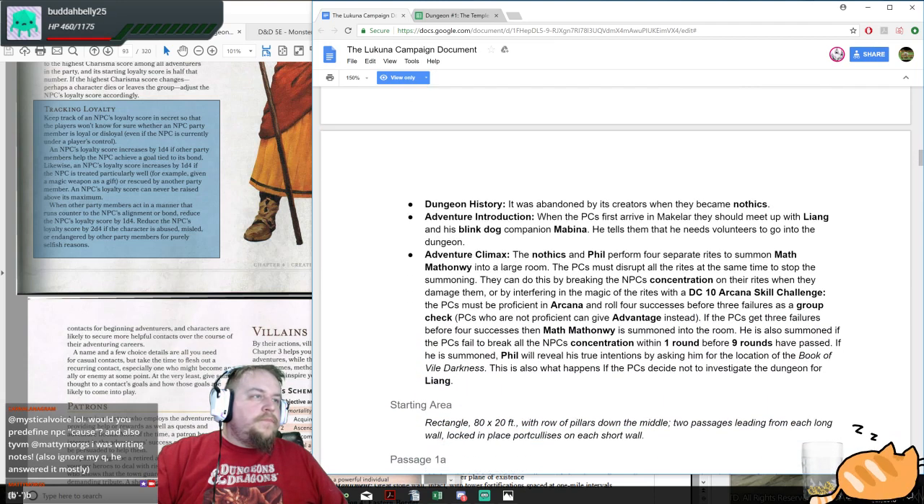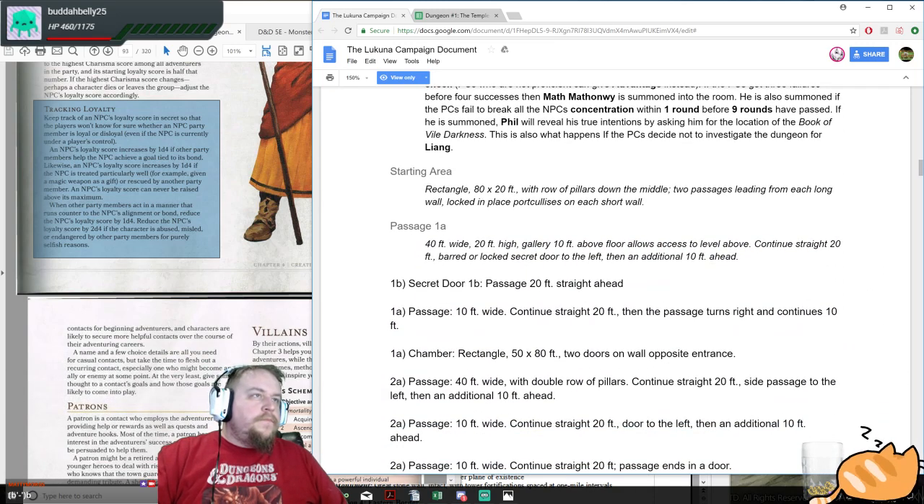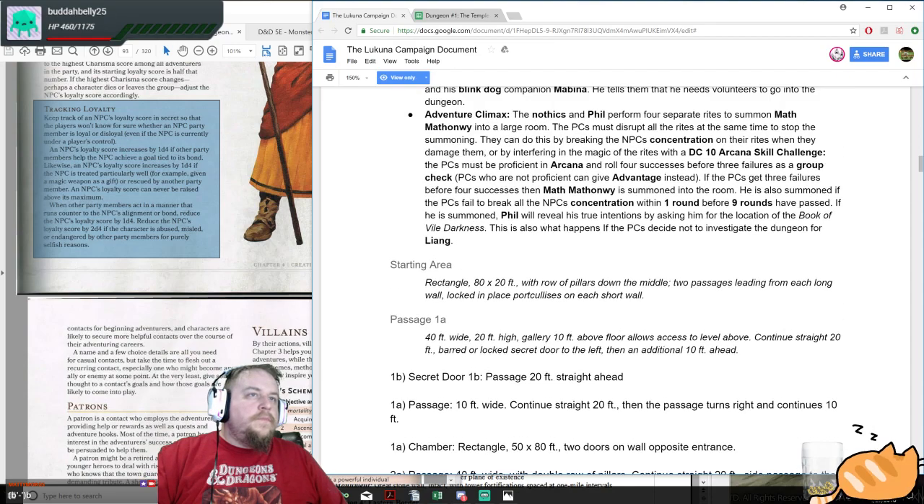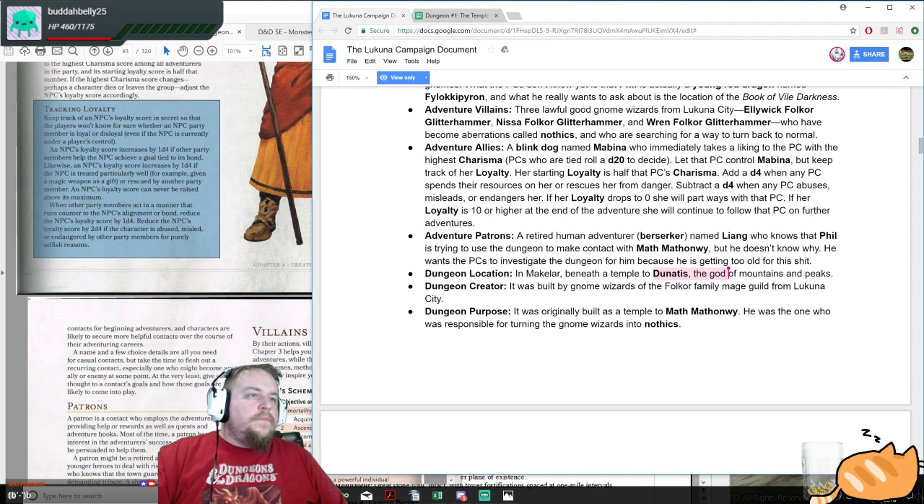Then what else here? Our dungeon location was beneath a temple. Then I made it to Donatus. I had basically decided it was going to be the god of mountains or the god of oceans because of where Lukuna is situated in the world. So I rolled for it, and we got the mountain god.